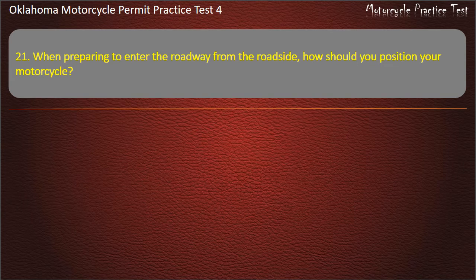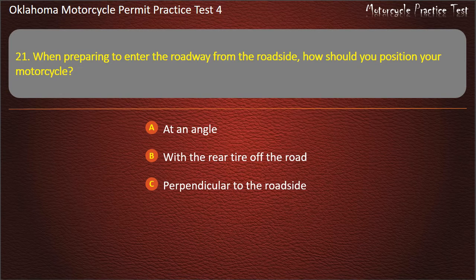Question 21. When preparing to enter the roadway from the roadside, how should you position your motorcycle? At an angle. With the rear tire off the road. Perpendicular to the roadside. Parallel to the roadside. Answer. At an angle.